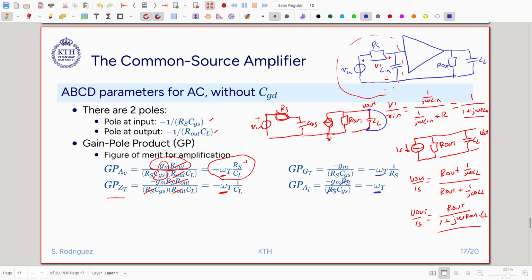So the transient frequency in the transistor is extremely important, because it will combine both the gain that my transistor can provide for a particular bias and how much bandwidth it can process, because that is given by the position of the poles in this system. So very interesting conclusion. The gain pole product gives me a figure of merit of amplification and bandwidth. So we're going to use this figure of merit a lot very soon.